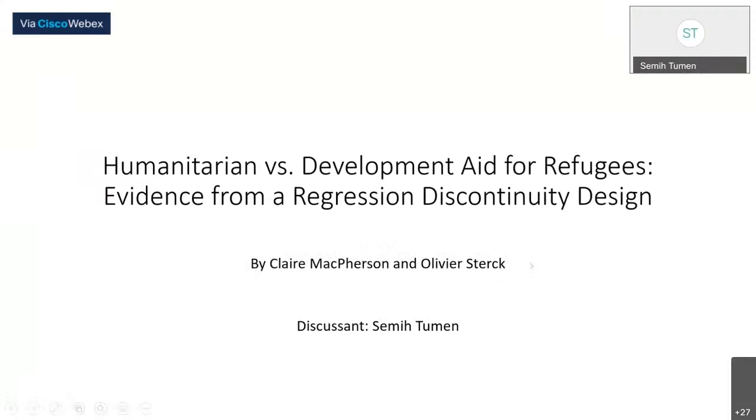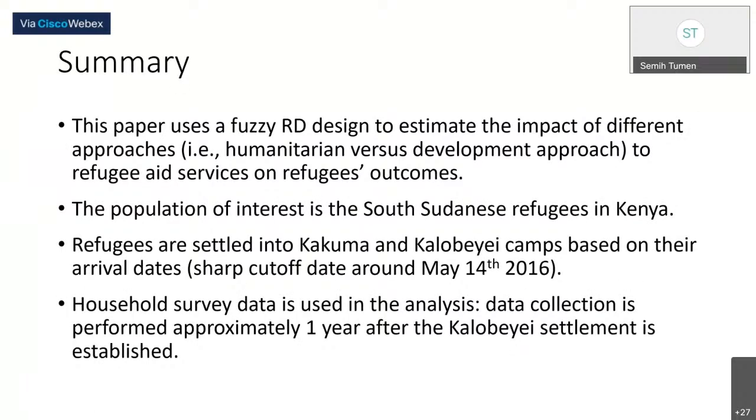Okay. Thank you very much for the very nice presentation. It's a great pleasure for me to discuss this paper. So let me summarize first the paper. The paper uses a fuzzy regression discontinuity design for the purpose of estimating the impact of alternative approaches to refugee aid services on refugees' outcomes. So this is a very important policy discussion recently, especially involving international organizations. There are two competing approaches, humanitarian versus development approach. The paper formally tests the effectiveness of one versus the other.